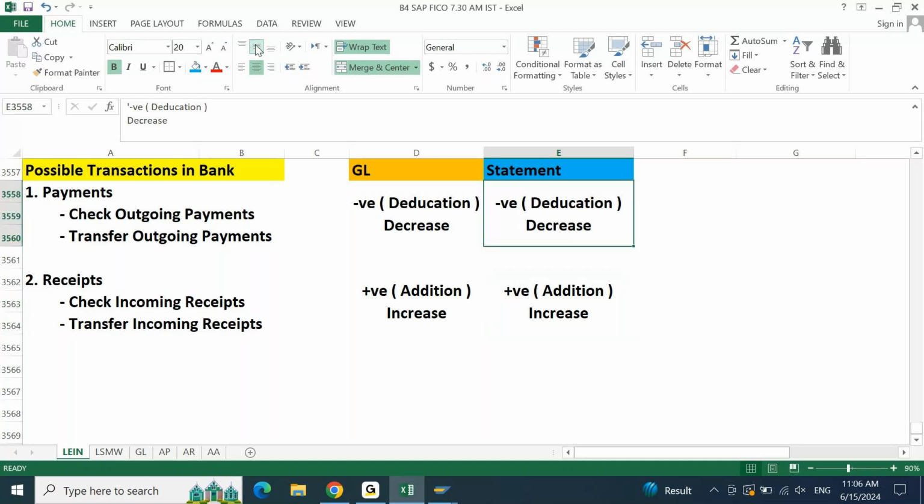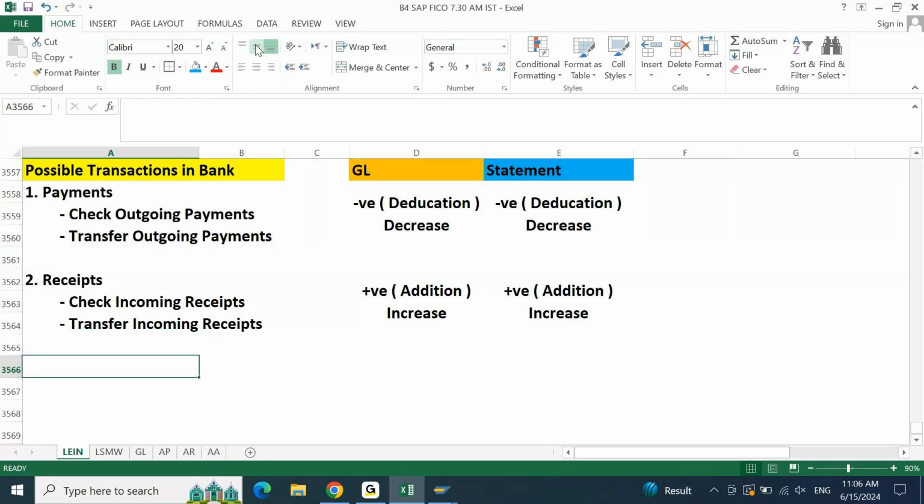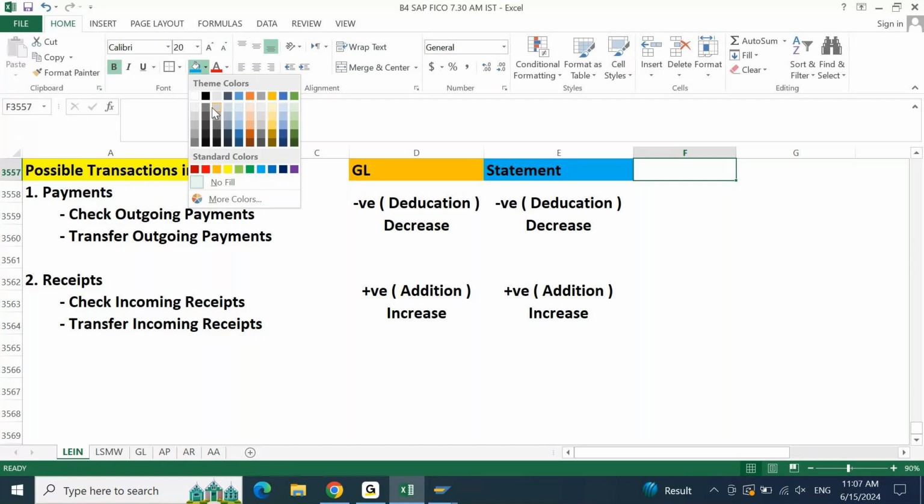Now, if you look at this, negative, negative, positive, positive, everywhere it is decrease, decrease only, because as per you and as per me, it is the same thing. If you issue payment, you are going to reduce the amount. Bank is also reducing the amount. Now, let me put this amount here. I'll put two more colors, this and this.